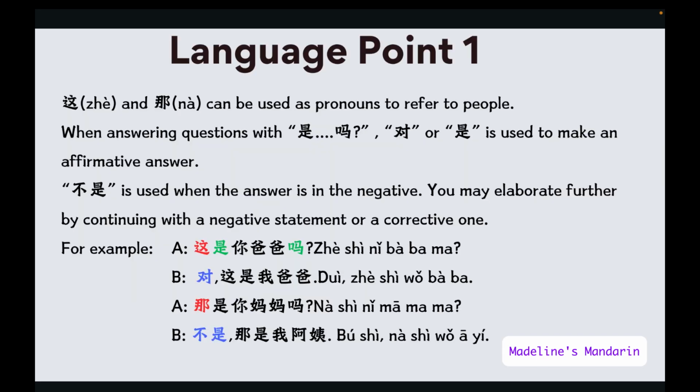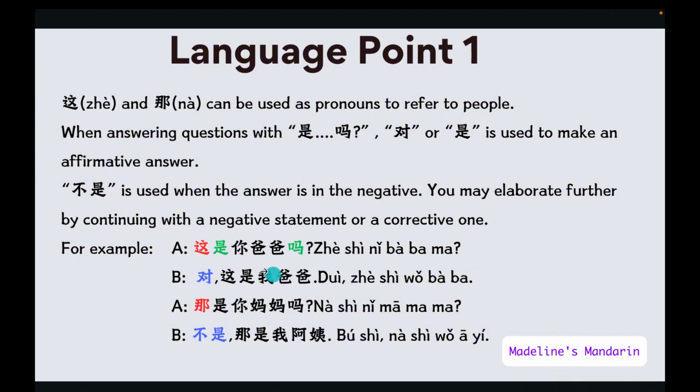Now, let's look at today's language point. 这 and 那 can be used as pronouns to refer to people. When answering questions with 是 something 吗? 对 or 是 is used to make an affirmative answer. 不是 is used when the answer is negative. You may elaborate further by continuing with a negative statement or a corrective one.